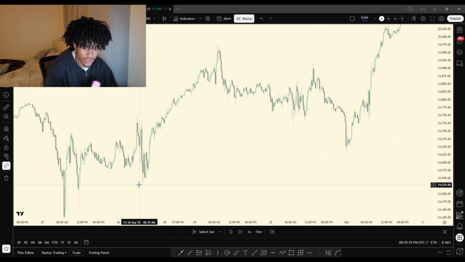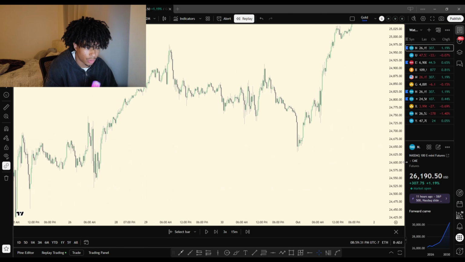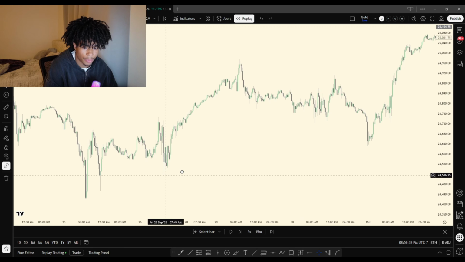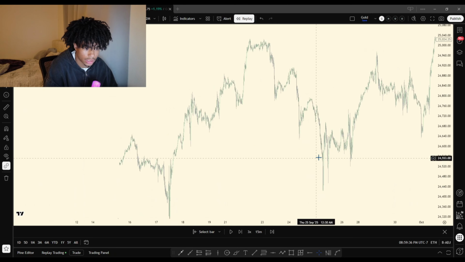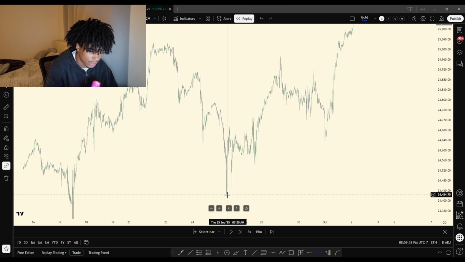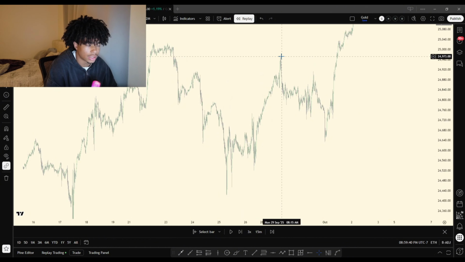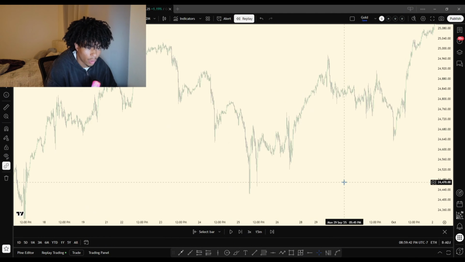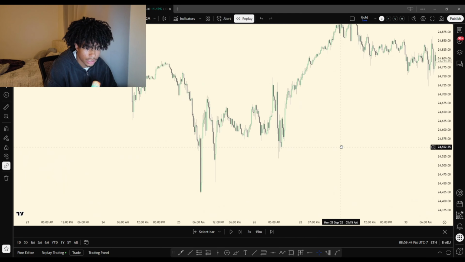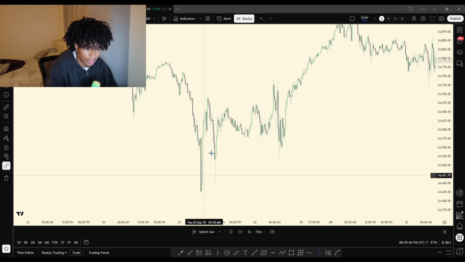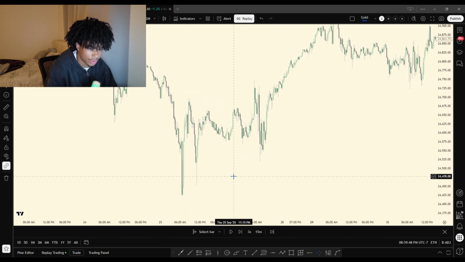Now, why did I draw it from this low? This is an important part. Why did I draw it from this low and not this low, right? Because essentially, if you're looking at this leg, this is the low of the leg. This is the high of the leg. Why did I not draw it from this low? Well, the reason being is price already rebalanced this range higher.